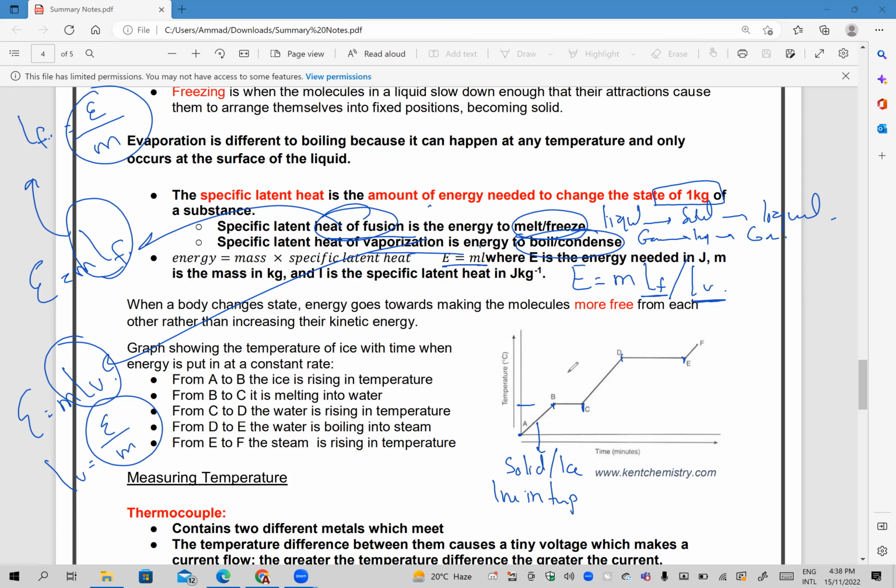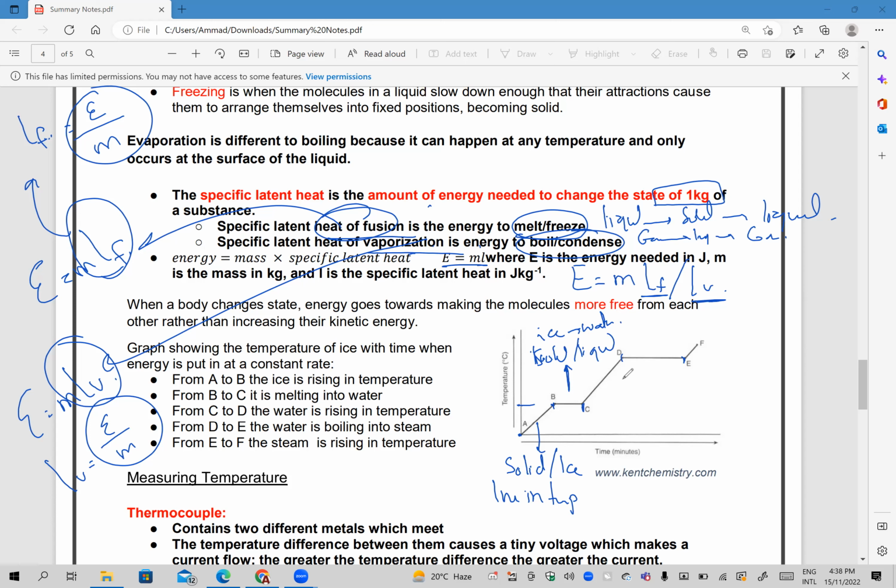BC पे क्या हो रहा है कि this change of state happening, so this ice is basically turning into water. अब यहाँ पे क्या क्या मौजूद है, यहाँ पे सॉलिड भी मौजूद है, और यहाँ पे लिक्विड भी मौजूद है, क्योंकि this is an intermediate state. यहाँ पे change of state is happening.